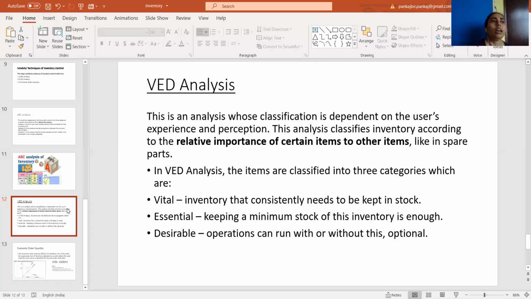It may include decreasing slowly. So such items are kept into essential. So it should not be overstocked. The minimum level of inventory should be managed in this kind of stock.